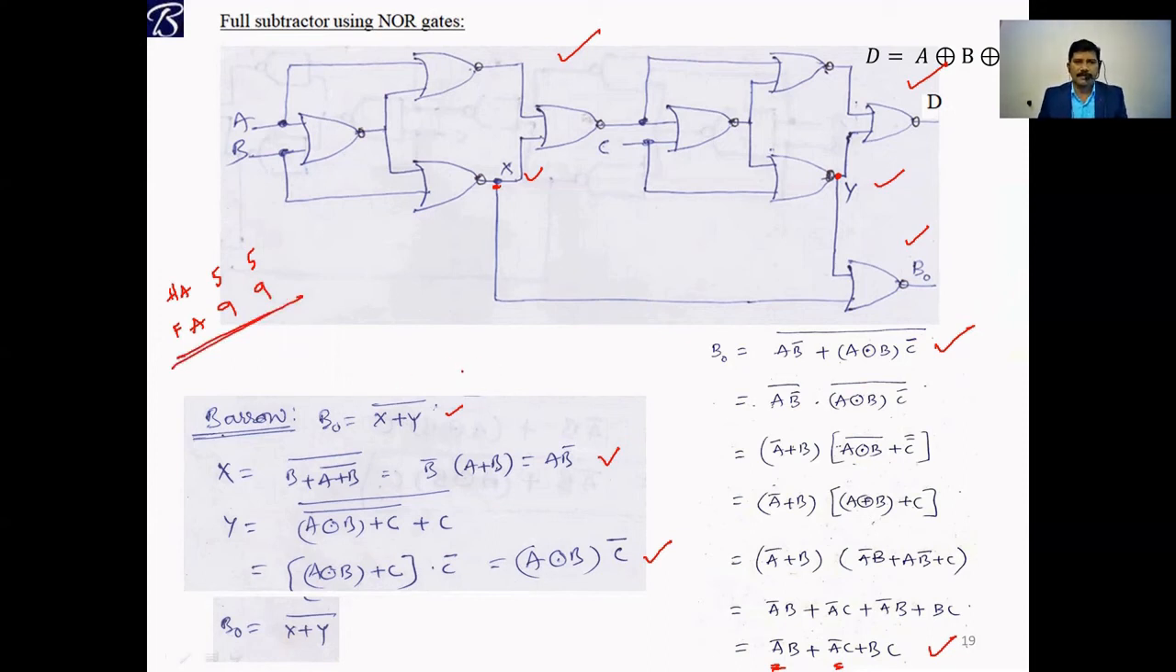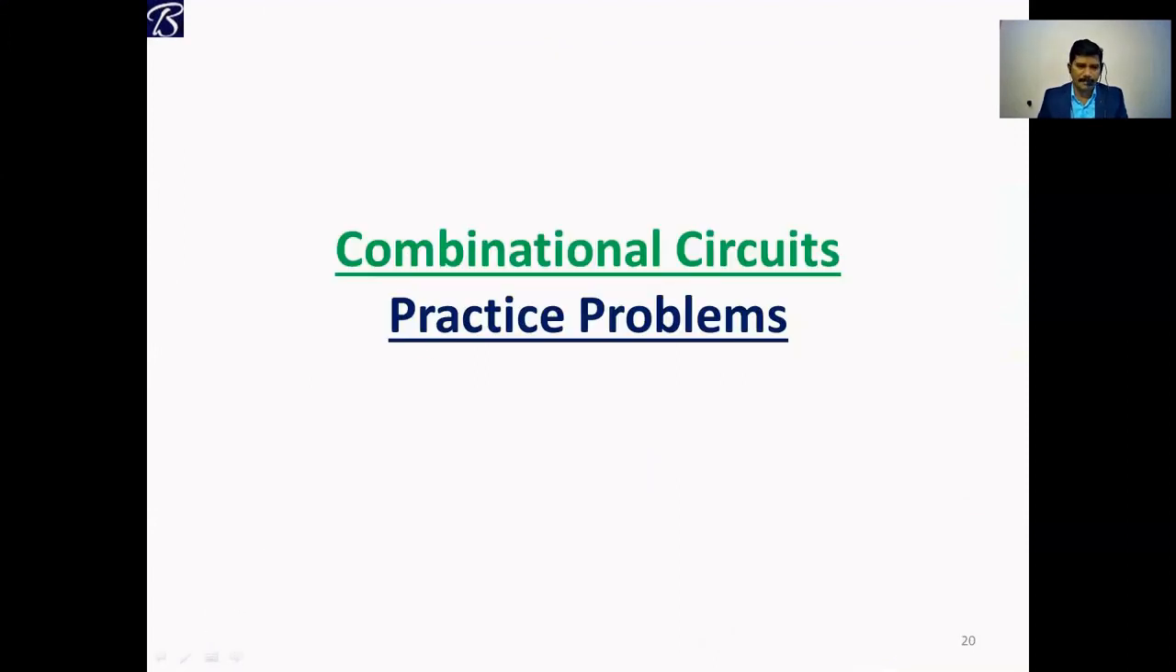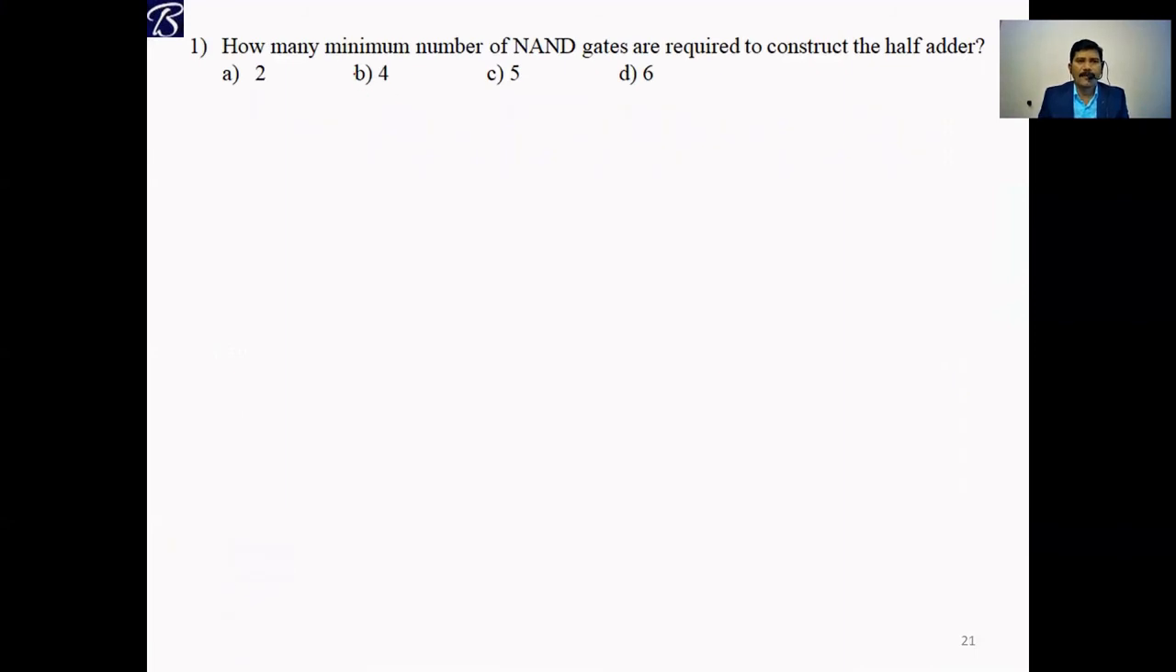Now let us solve the previous problems, how they will ask on half adder, half subtractor, full adder, full subtractor. The combinational circuits practice problems. Now tell me, what is the minimum number of NAND gates required to construct a half adder? It is 5. Okay.